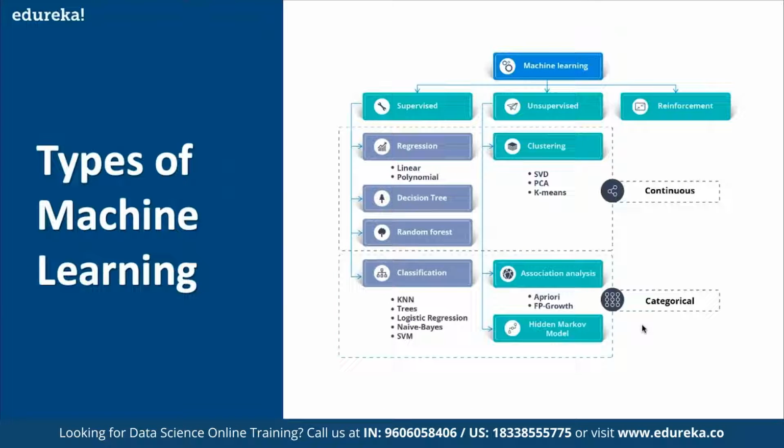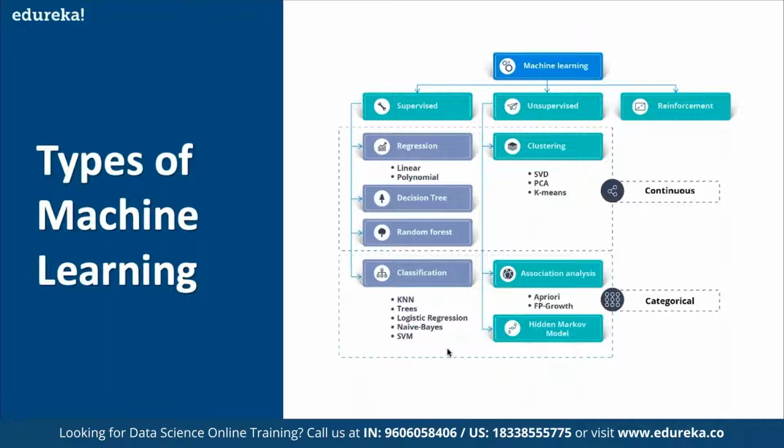Again, under supervised, we have multiple models, like regression and decision tree. We have different models currently available. Whereas under unsupervised, we have multiple models, like clustering, association analysis, and hidden Markov model. And again, KNN, decision trees, logistic regression, naive Bayes, and SVM, they all are types of classification.